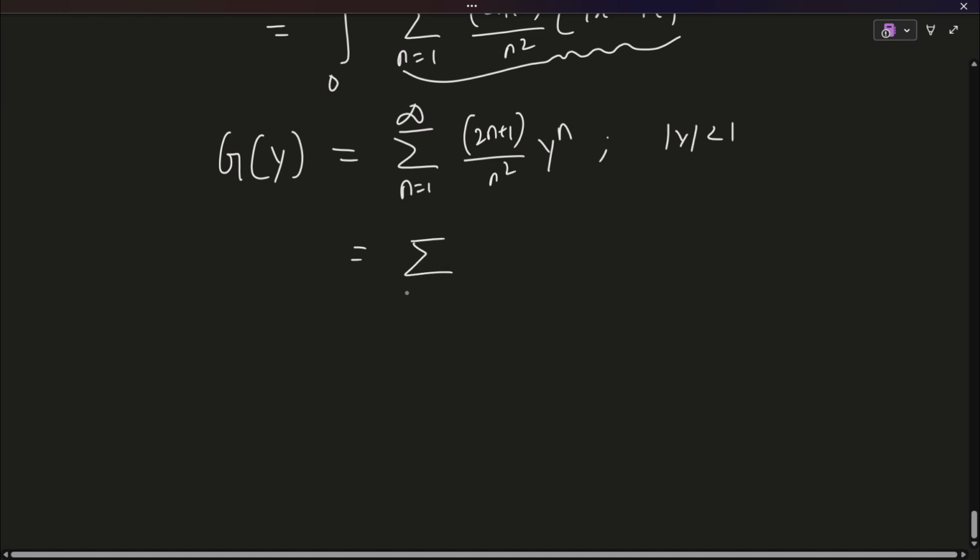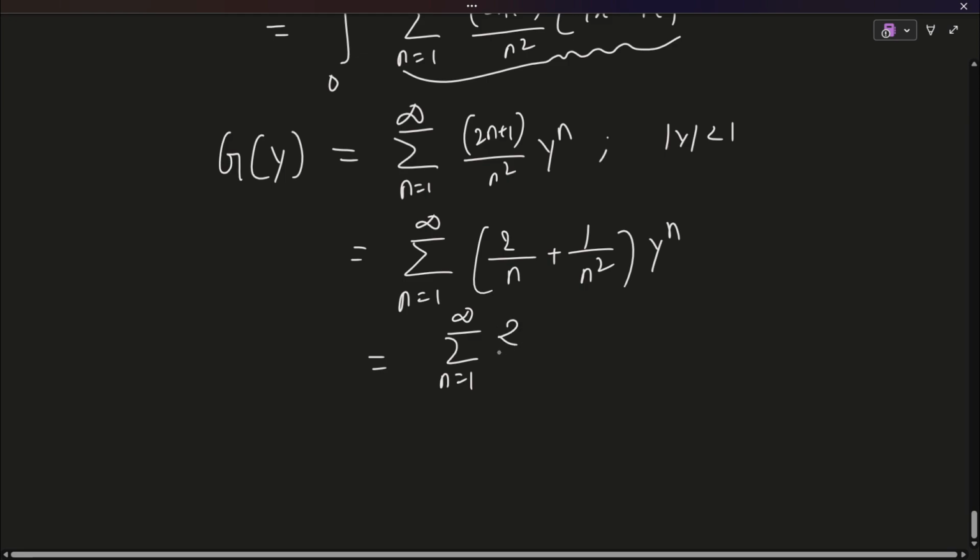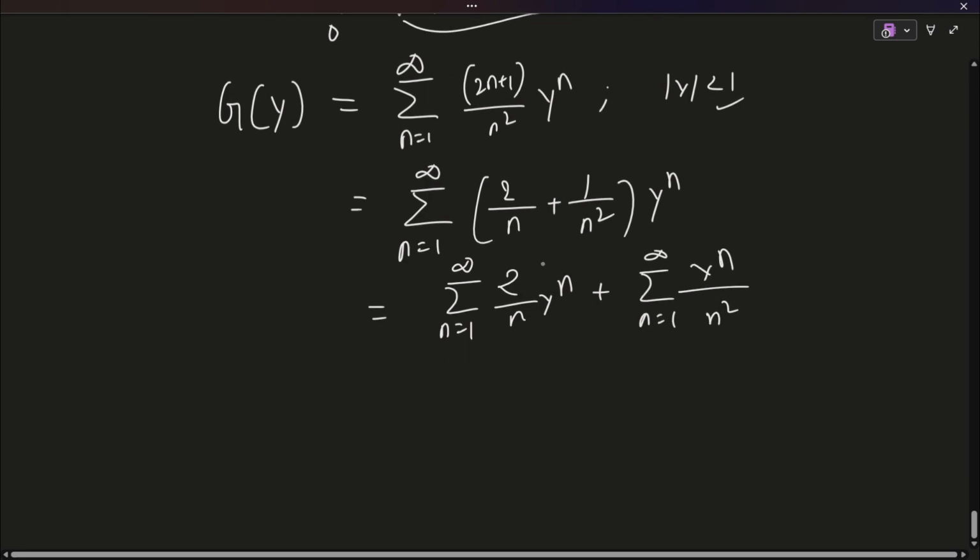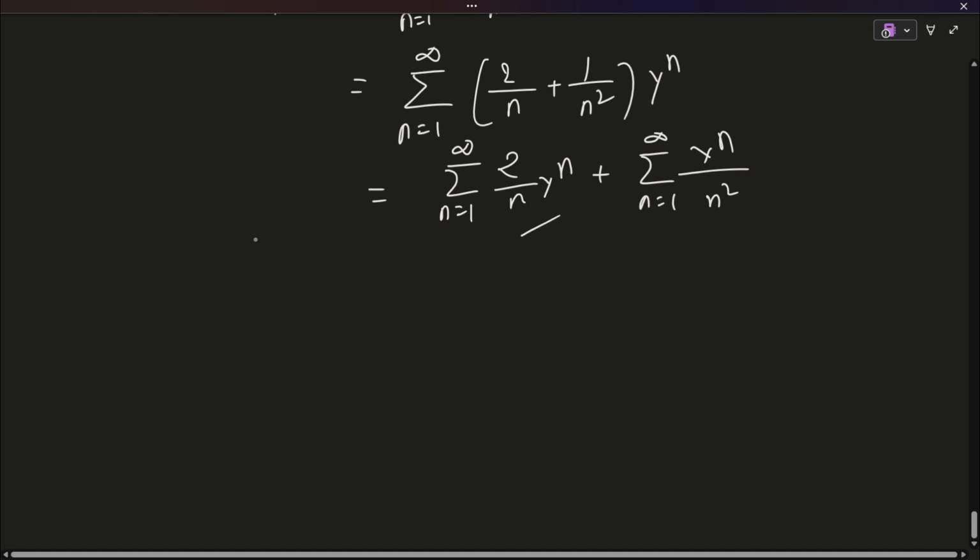Let's see how. n equals 1 to infinity. Now, first do the distributive law, and you see that you get the sum of (2/n) yⁿ plus the sum of (1/n²) yⁿ, n equals 1 to infinity. The first sum is (2/n) yⁿ. This converges, and this is the Taylor series of minus ln of 1 minus y because |y| < 1. And the next part also converges, which has a special name in mathematical literature, which I'm going to introduce in a bit.